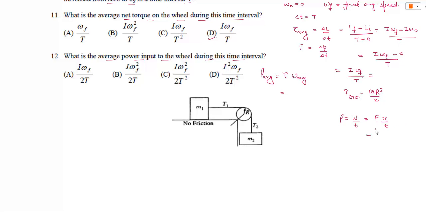So if this is an average force, or this is force and this is displacement by time, that would be average velocity, right? Yeah. So then that would be average power. In the same way I am doing here, so I have written here.